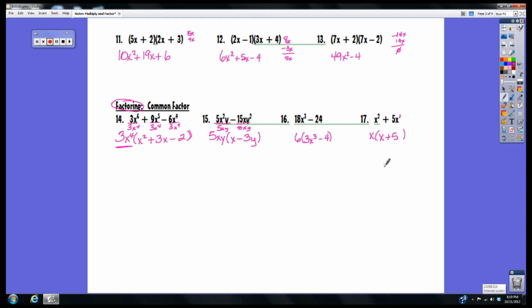And on your assignment, on the worksheet, I want you to do all the multiplication problems and go all the way through common factor. You can stop after taking out a common factor, okay? Stop at that point on your worksheet. And I should be able to see you tomorrow.